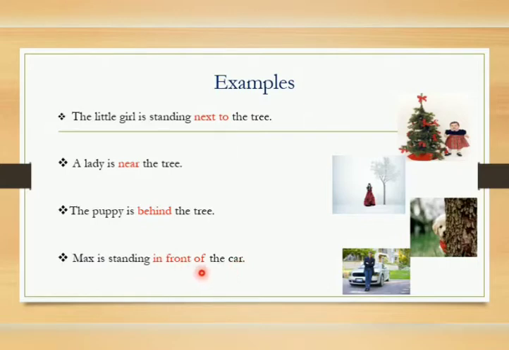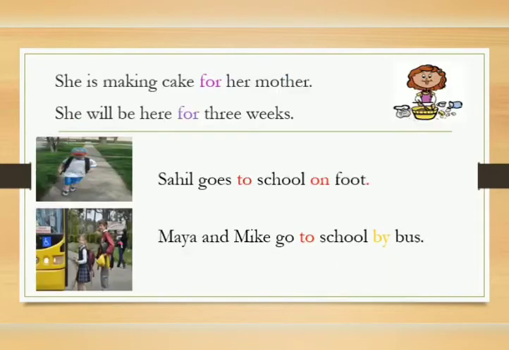So this is how we use these prepositions in our sentences. Here in this slide, we learn about the other prepositions like for, to, and by. In the first picture, you can see here that she is making cake for her mother. Generally, we use for when we talk about the reason or the duration of time. So here she is making cake because she loves her mother.